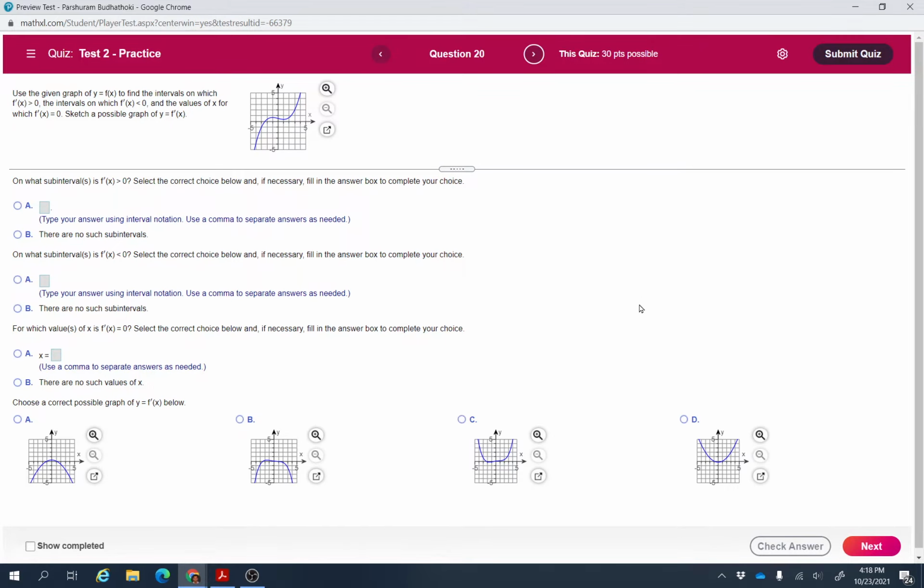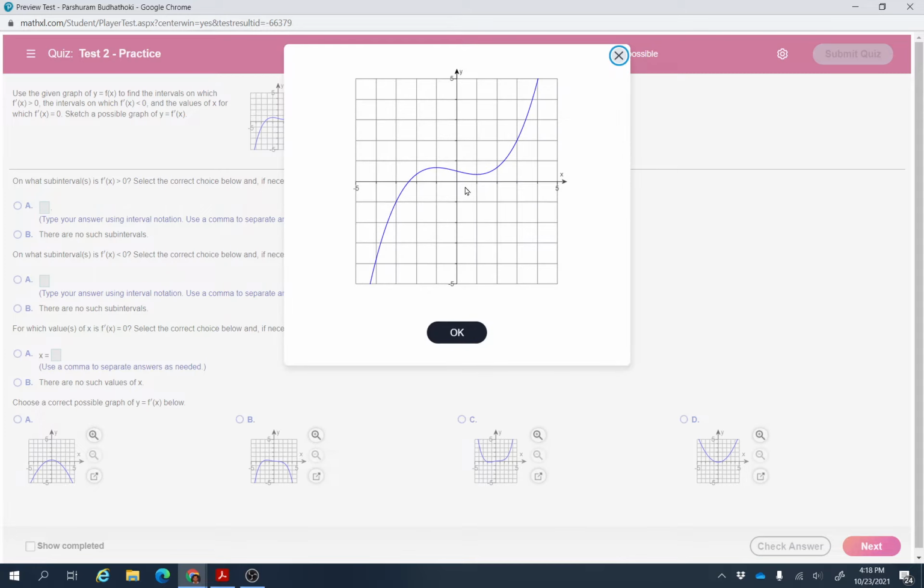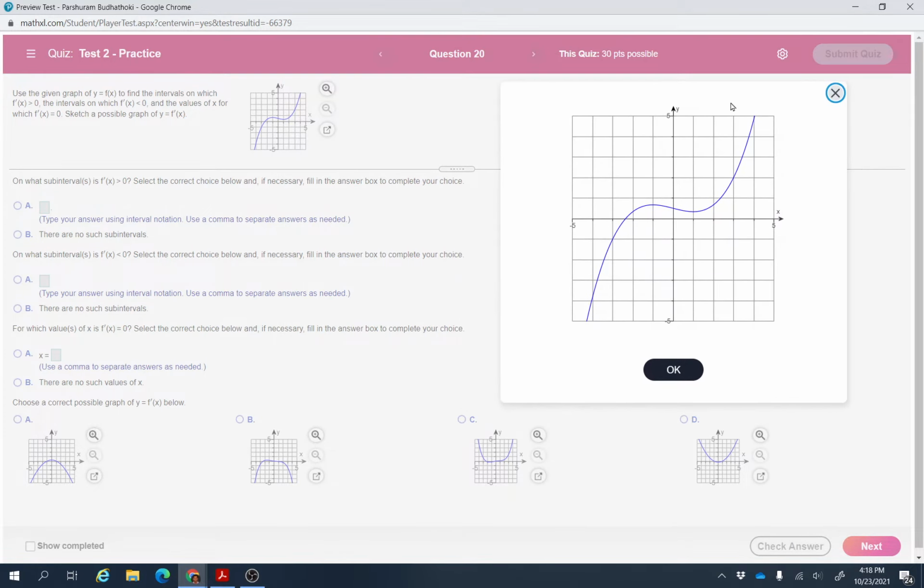Okay, so we have to answer some questions based on the graph here. The graph is given, and the first question is, on what subinterval is the derivative positive? The derivative would be positive when the graph is increasing. As you can see, the graph is going up, up to this point, and then after that it's going down, and then again it's going up. So the derivative would be positive until -1, and then positive after +1.